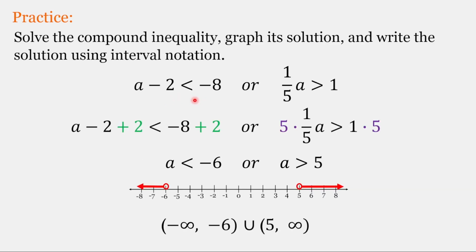So for this first one, we're going to solve each of these inequalities independently. So we have a minus 2 less than -8. We'll add 2 to both sides, resulting in a less than -6. For the second inequality, we have 1/5 a greater than 1. 1/5 a can also be written as a over 5. So this is a over 5 greater than 1. Solve this by multiplying both sides by 5, ending up with a greater than 5, joined via an or statement.